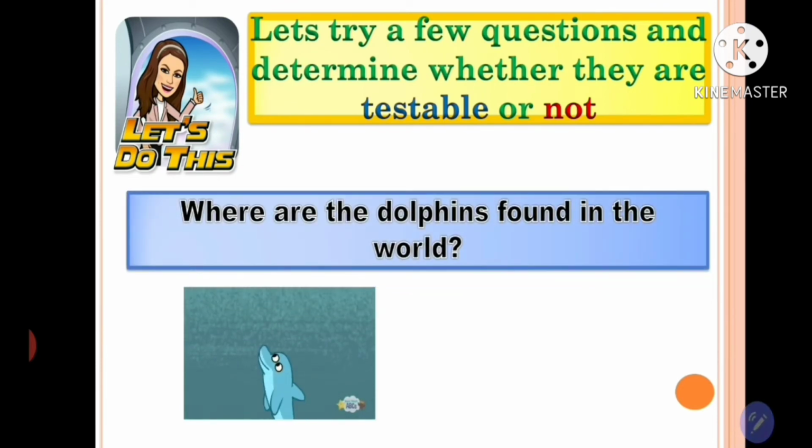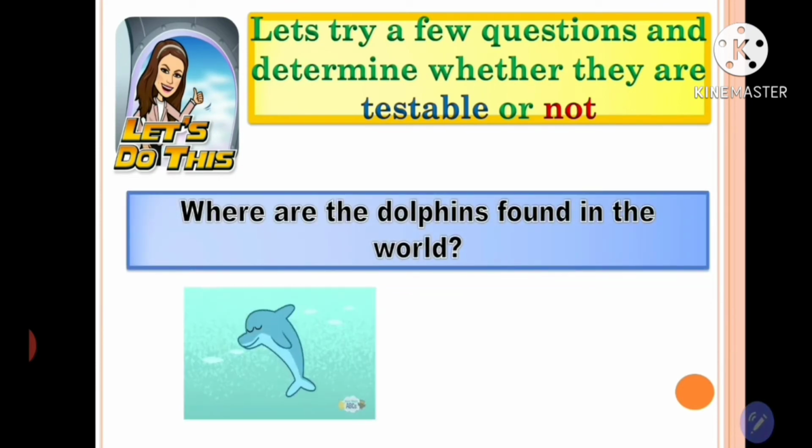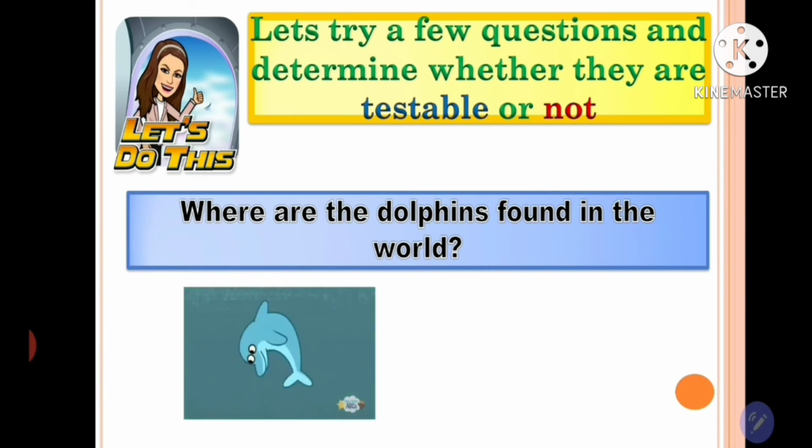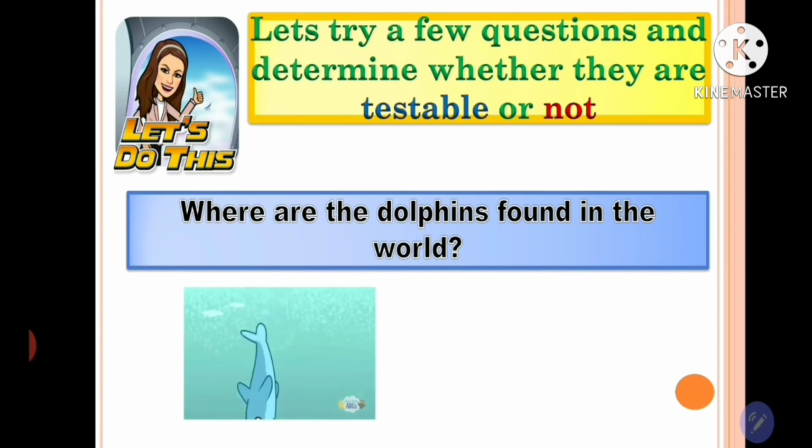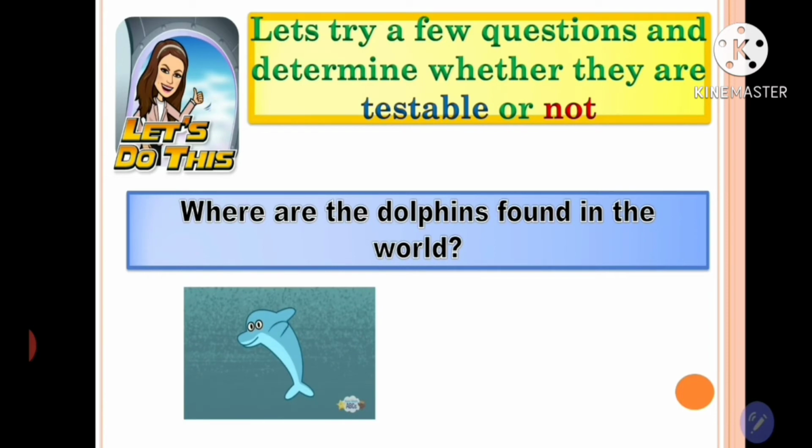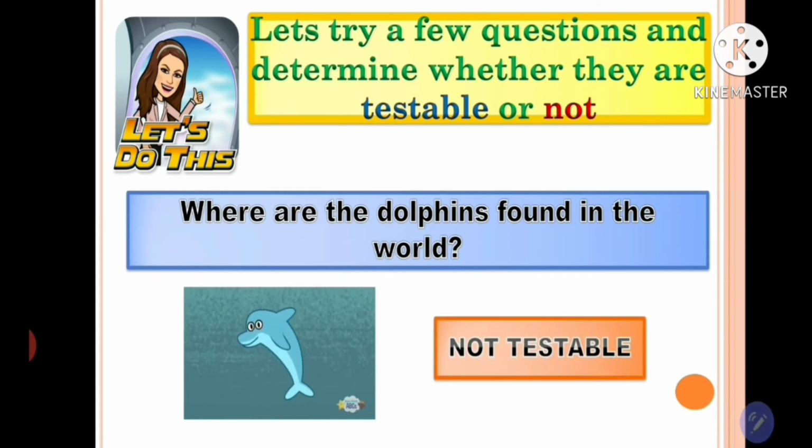Try to answer the next question or problem. Where are dolphins found in the world? So what is this type of question? Is it testable or not testable? Very good. This is not a good question. So therefore, it is not testable. Why? Simply because the answer to the question is very obvious.